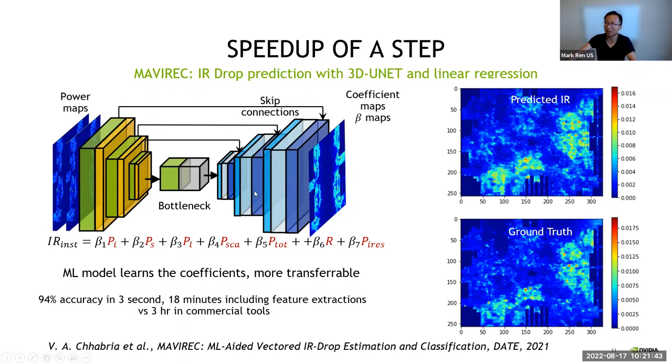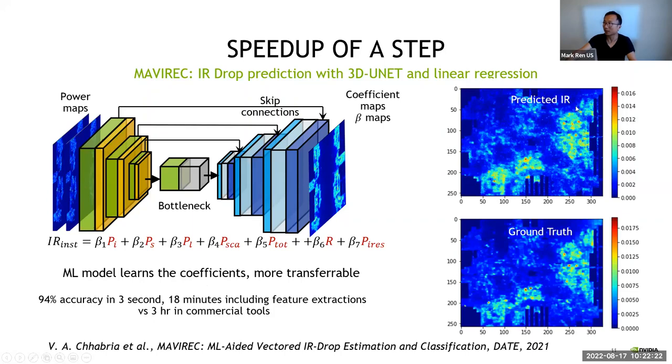It's using a similar UNet kind of network to predict the IR drop. One additional feature it has is that, in addition to generating the feature map, it also generates importance weights based on other known features associated with IR drop. So this becomes a linear regression. And because of the simplicity of this linear regression, the inference is much more accurate. So basically the model is more transferable.